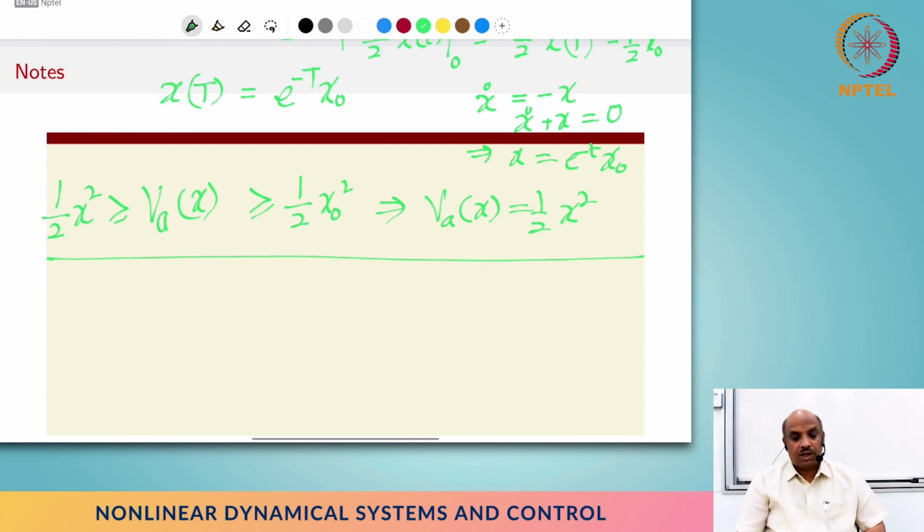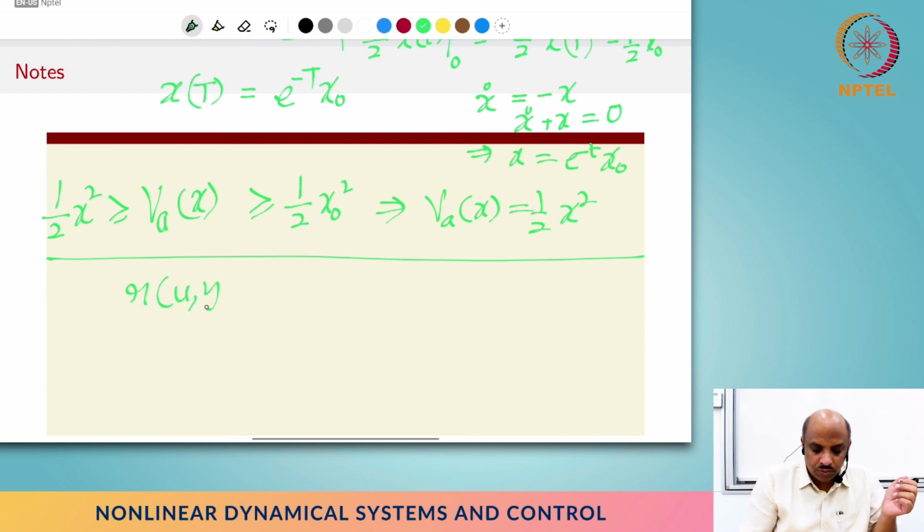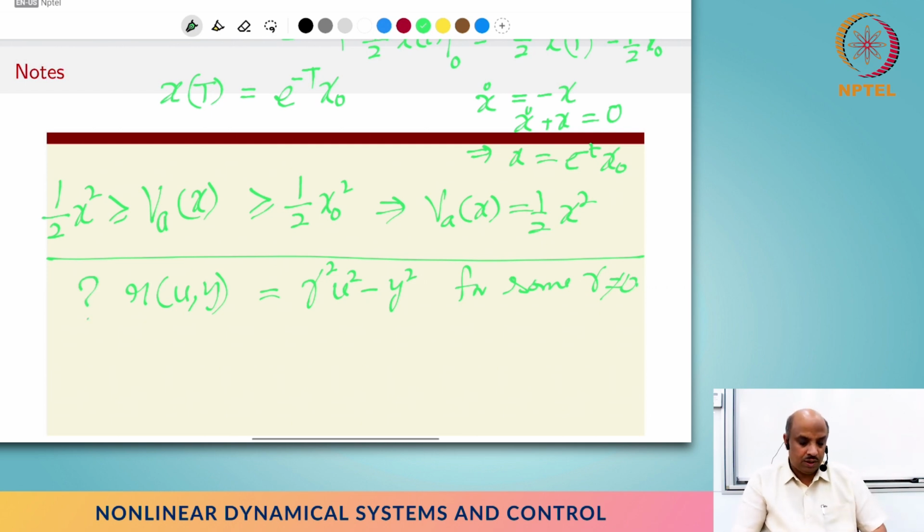Now the question is, can we show anything else about this? We tried out one storage function and showed that it is dissipative with respect to one supply rate. If we wanted to find out if it is, for example, r of u comma y equal to gamma squared u squared minus y squared for some gamma not 0, is this possible? We wouldn't have any chance of guessing the storage function. One way is going back and looking at the available storage ideas.